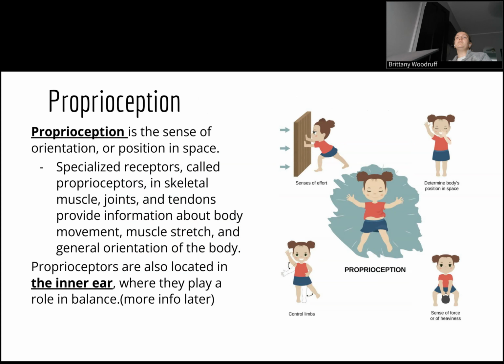Proprioception. So proprioception is going to be the sense of orientation or position in space, like I said. So it's understanding where you are in space. So you're going to find these receptors in skeletal muscles, joints, and tendons, and they're going to provide the information about body movement, muscle stretch, and general orientation.